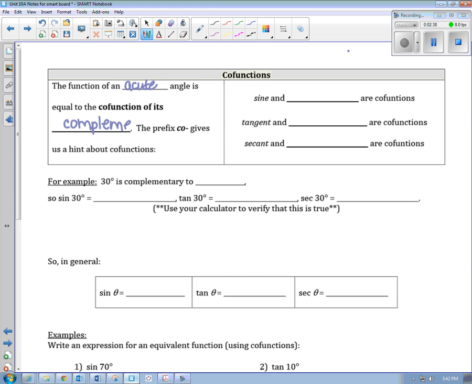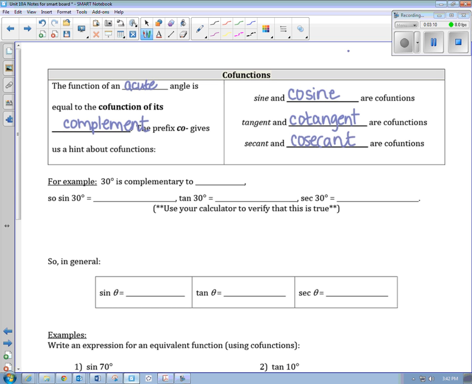The prefix co in this case gives us a hint about what's going on with cofunctions. So sine and cosine are cofunctions. Their angle measures add to 90. Tangent and cotangent are cofunctions. Their angles will add to 90 if they're equal. And then secant and cosecant, if the values are equal, their angles will add to 90.